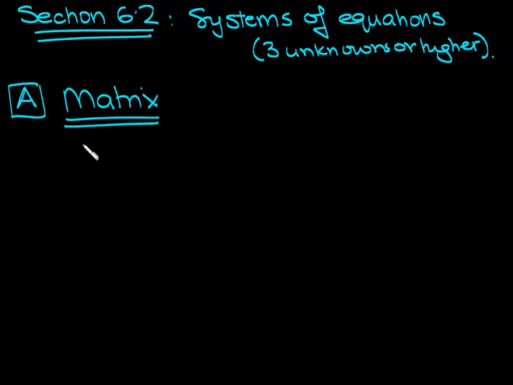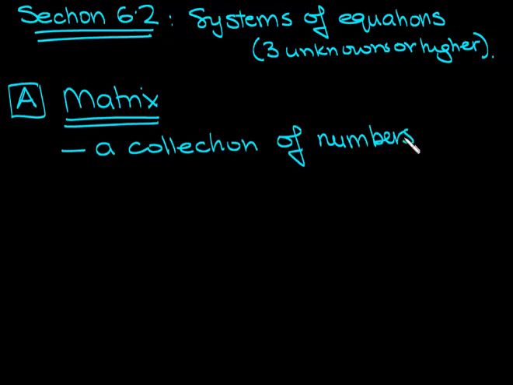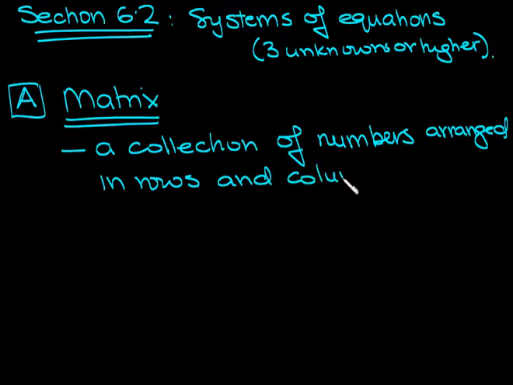So let's do that. What is a matrix? A matrix is just a collection of numbers arranged in rows and columns. That's what a matrix is. It's just a collection of numbers that are arranged in rows and columns. So here's an example of a matrix. Usually you denote matrices with capital letters. You use square brackets. So you have 1, 2, 3, 4, 5, 6.